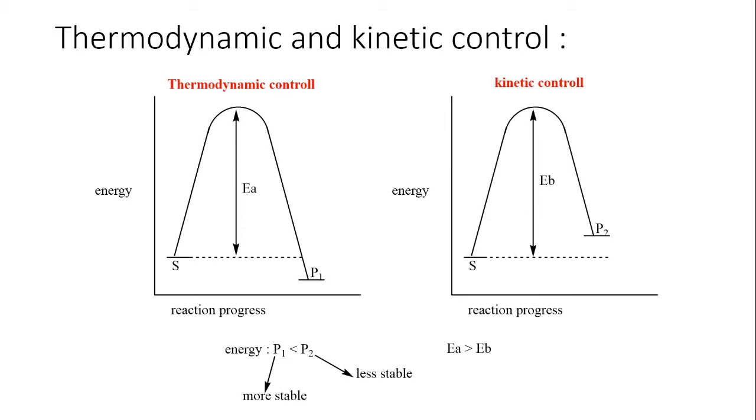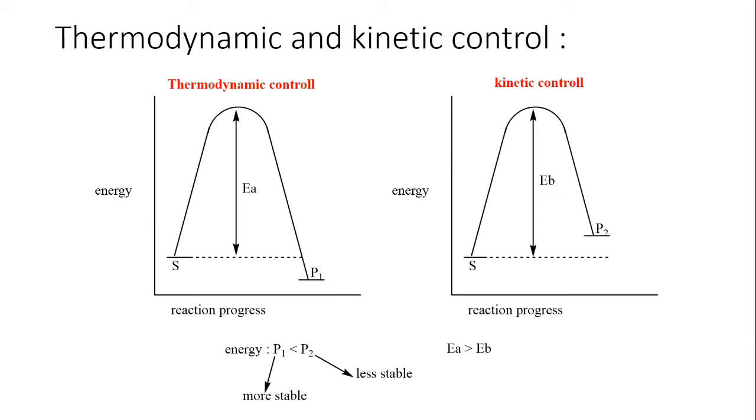Here in the first graph, you can see that the energy of P1, meaning the product, is less than the starting material, meaning the substrate, which indicates that the product is more stable than the substrate at room temperature. That's why it is known as the thermodynamically stable product.